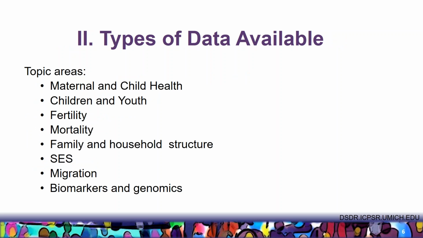So let's talk about some of the types of data that we have available. Our primary mission, like that of NICHD, is maternal and child health. So our primary focus is data that has some relationship to maternal and child health. But we also have data on children and youth, which is tangential to maternal and child health. We have data on fertility, mortality, some of the traditional demography topics, family and household structure, SES, migration, and biomarkers and genomics.